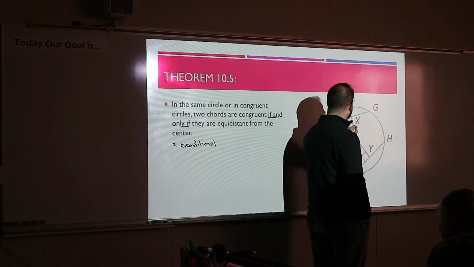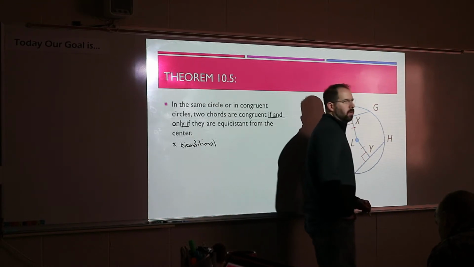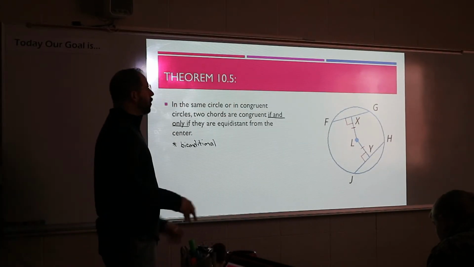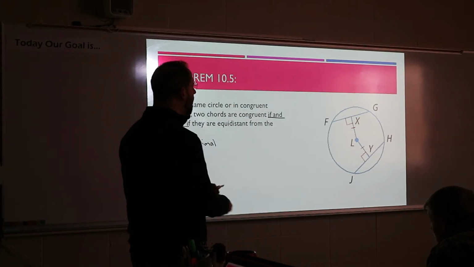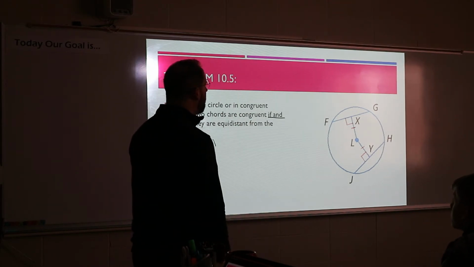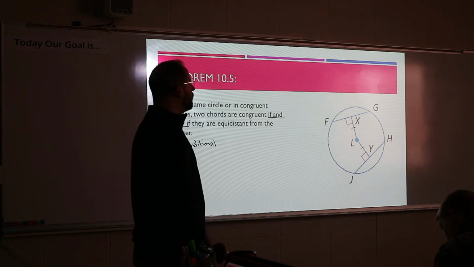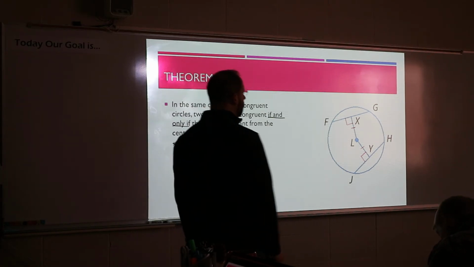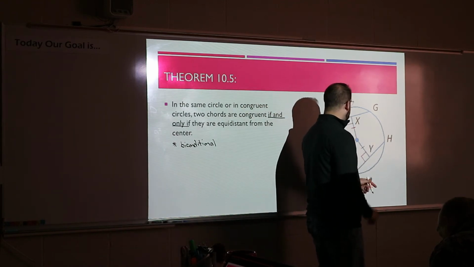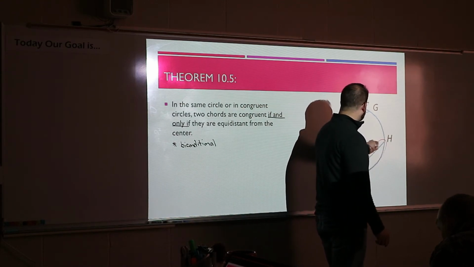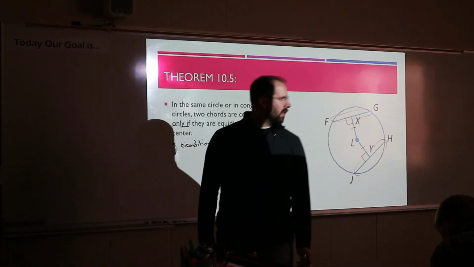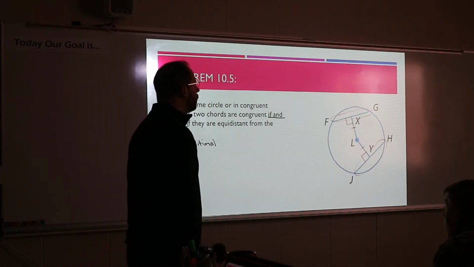So this stick and this stick are equal. We're going to start with that fact. This would be the first way I want to go. I'm going to start with that these two chords, FG and JH, are the same space from L, the center point. So we know that LX and LY are the same length. Prove that these sticks are actually the same length on that circle. Because again, L is the center.